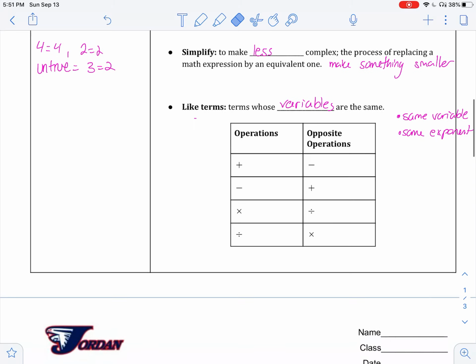Okay. So when we solve, we need to use operations and opposite operations. We have 4 operations: addition, subtraction, multiplication, and division. And when we solve, we use the opposite of those. So if our original equation has addition in it, we would use subtraction. If our original equation has subtraction, we would use addition. If we have multiplication, we would use division to help us solve. And if we have division, we would use multiplication to help us solve.